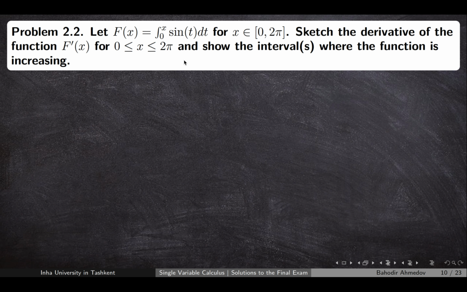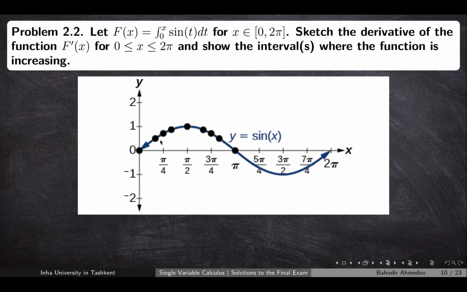So in the second part of this problem, we need to sketch the derivative of this function, which is simply sine of x, and show the intervals where the function f of x is increasing. So this is the graph of sine of x, and note that the function itself, f of x, is increasing when the first derivative of the function, f prime of x, is positive. So from here I see that sine of x, which is the first derivative, is positive from 0 to pi, so that is why the function f of x is increasing from 0 to pi.